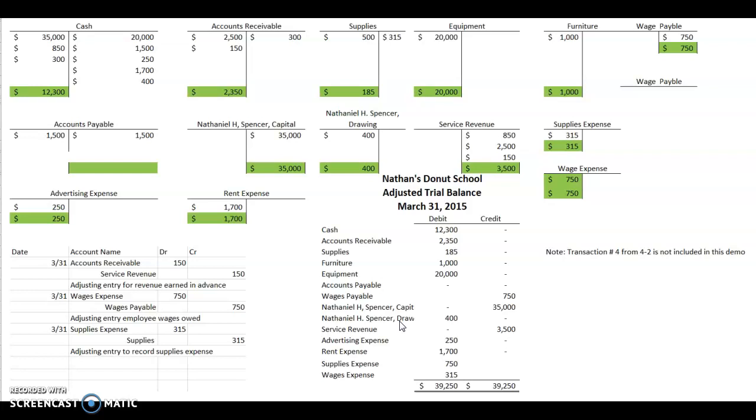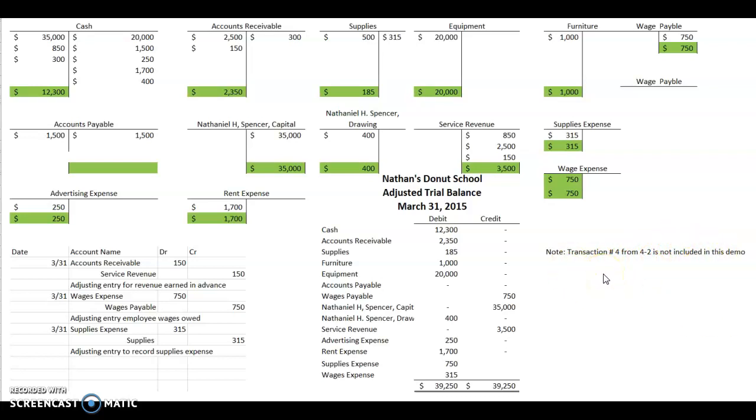So whenever you're pulling a trial balance, you need to include all of the accounts, especially the ones with balances. So you want to make sure all accounts are included on your trial balance, and if you have correctly posted all of your transactions to your T accounts and correctly calculated your ending account balances, again, our total debits will equal our total credits. And just a side note, this video does not include transaction number 4 from 4-2.